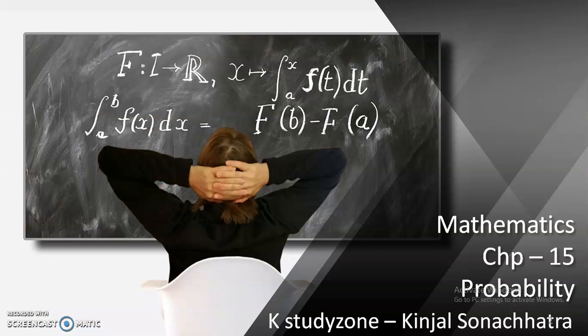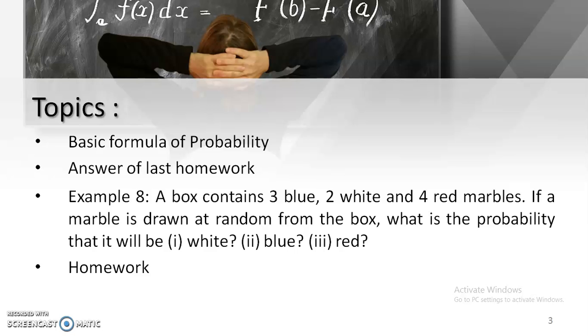This is the 14th tutorial of probability, chapter 15 of standard 10th. In the last session we discussed example 7, and in that the second question was left. So we will discuss it as well as example 8. So don't waste time, let's go to the session. Today's topics are the basic formula of probability, the answer of the last homework, example 8 from your textbook, as well as homework.